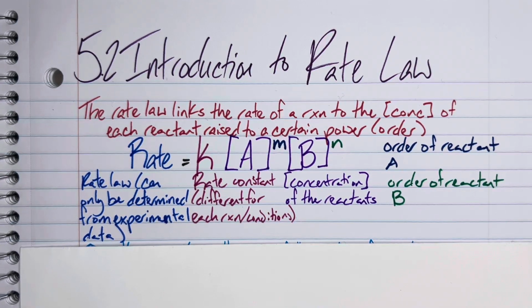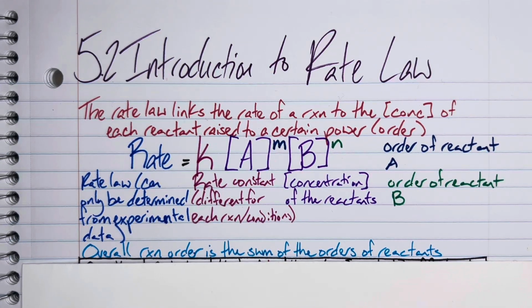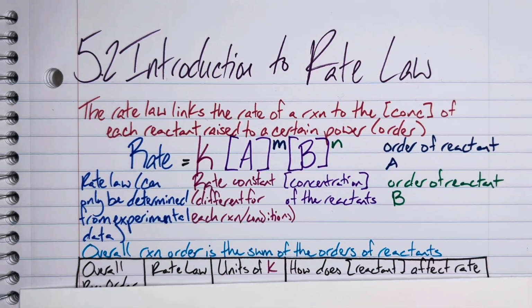And then we have the concentration of A and B are going to be our concentration of our reactants. Again, that's what those brackets mean. And our M is the order of the reaction for reactant A, and N is our order for reactant B. The overall reaction order is going to be the sum of the orders of the reactants. So if my first reactant order was a first order reaction, this is a second order reaction, those added together would be a third order overall.